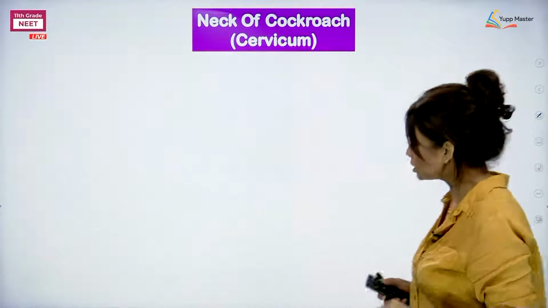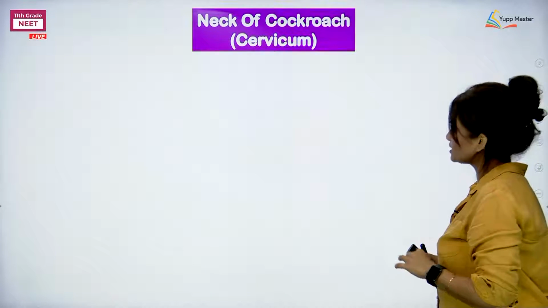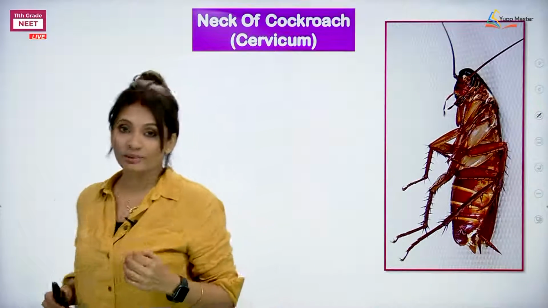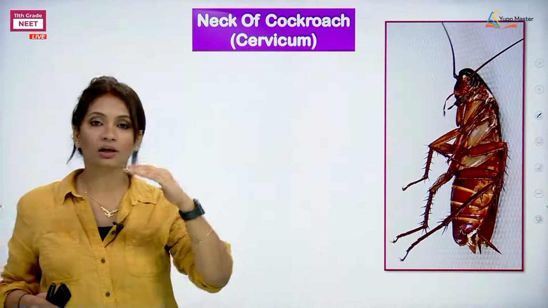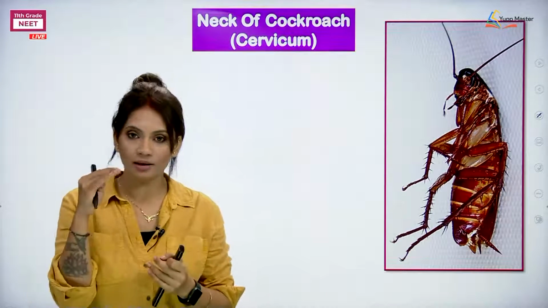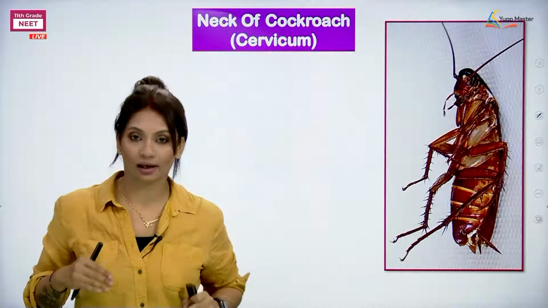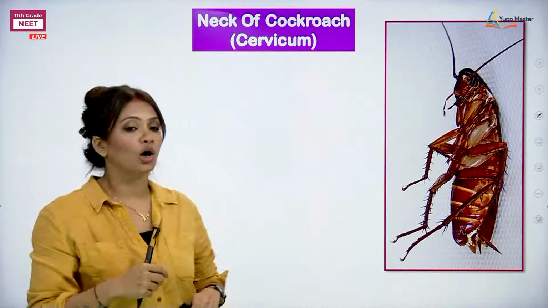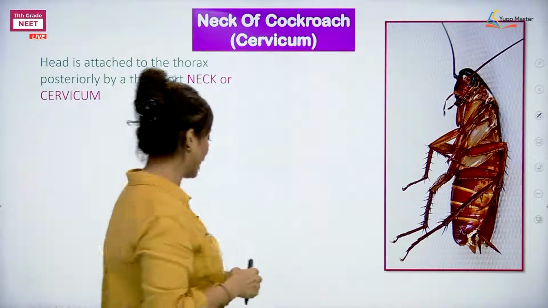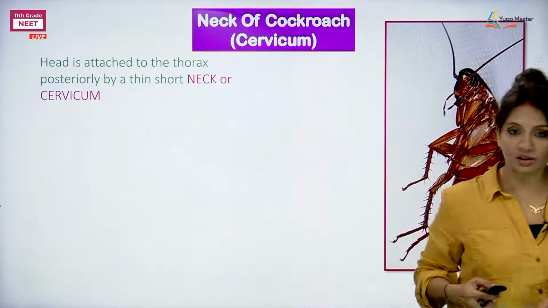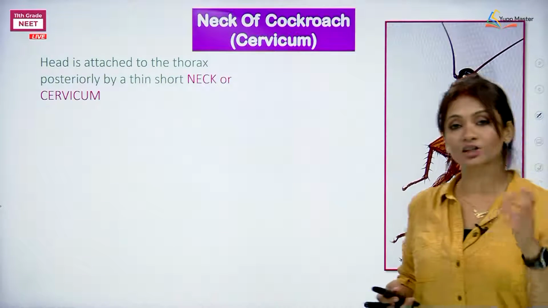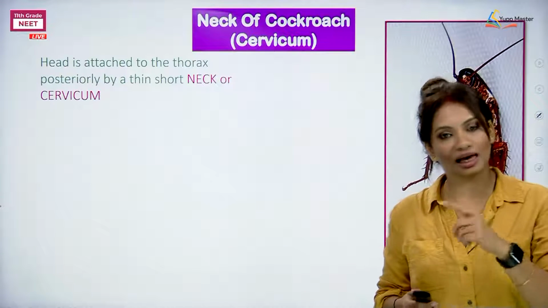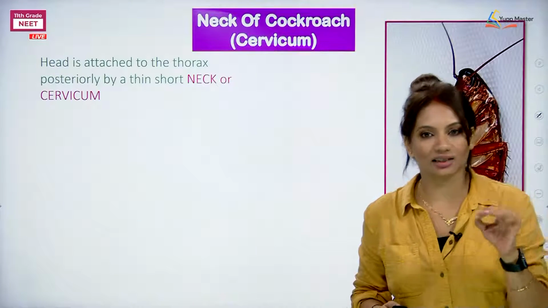So the neck of the cockroach is called the cervicum, and this neck region helps the cockroach place the head at a right angle with the thorax. Also, the head is attached to the thorax region, and that too at the posterior region of the head. It is attached to the thorax with the help of this neck, which we are calling the cervicum.